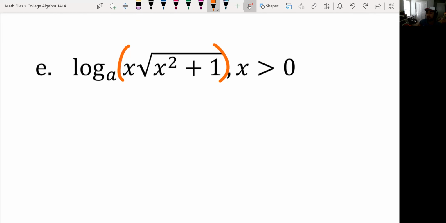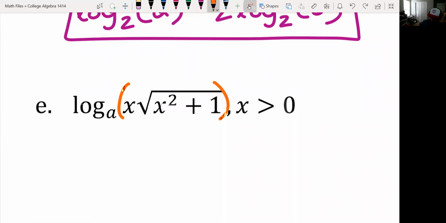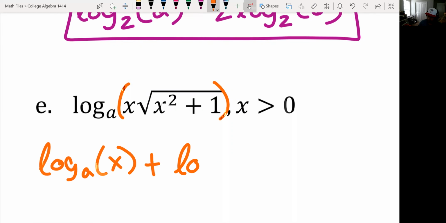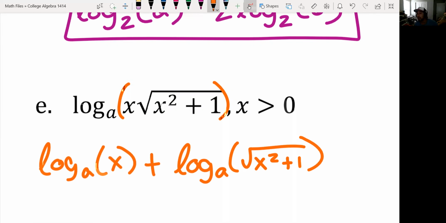So now this is going to use the product to sum, because we see 2 terms multiplying each other. So when I expand this, I'm going to get log base a of x plus log base a of the square root of x squared plus 1. Okay. But we can go one further step.